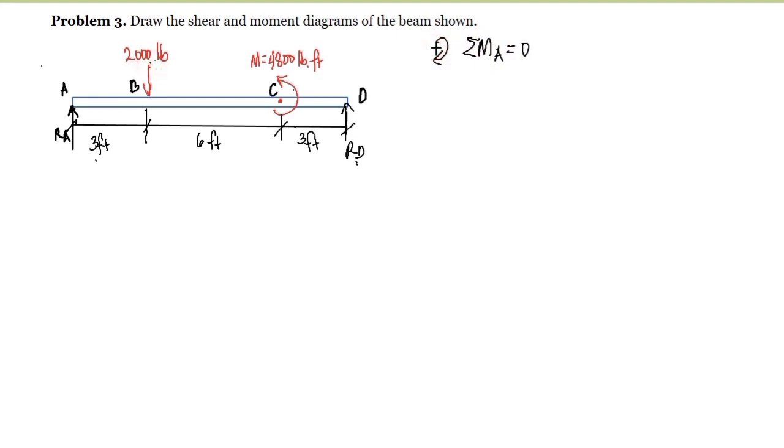So this 2000 here will create a clockwise rotation, so we have 2000 positive multiplied with the moment arm of 3 feet, so we have here 3, and this couple here at point C is counterclockwise and negative 4,800 pound-foot, so we do not multiply it by a distance because it is already a moment. And this RD here will create counterclockwise rotation, so we have negative RD multiplied by the distance from point B to point A, which is equal to 12 feet. So this is 12, and this is equal to 0.